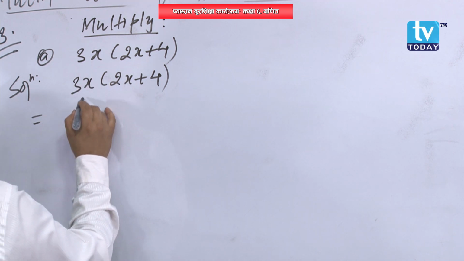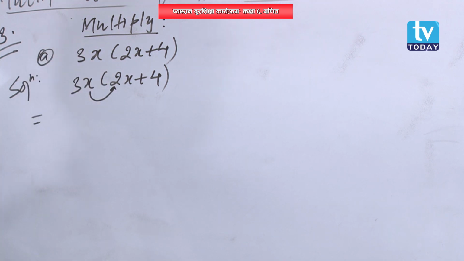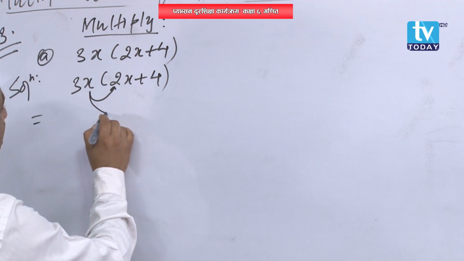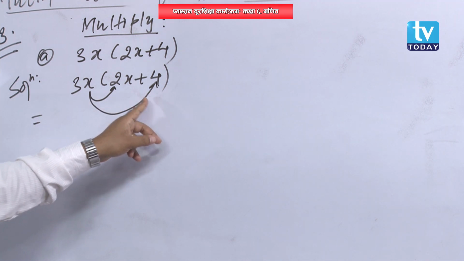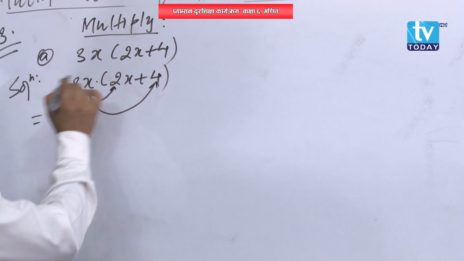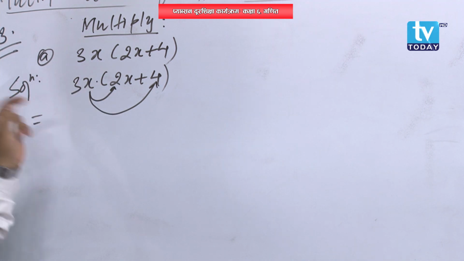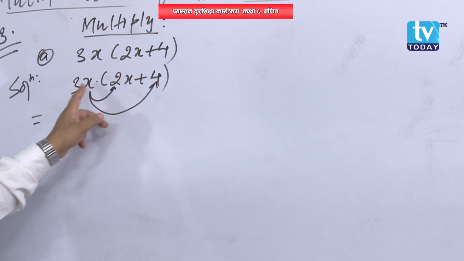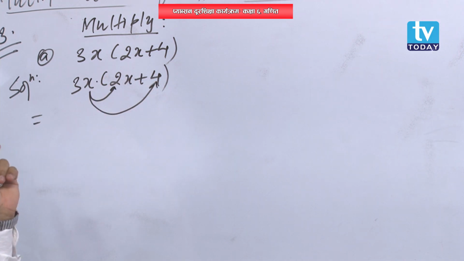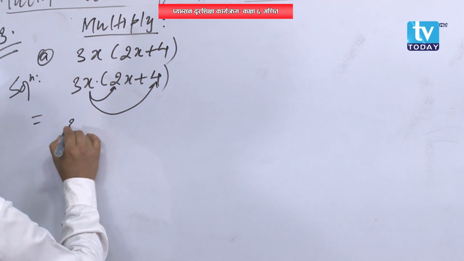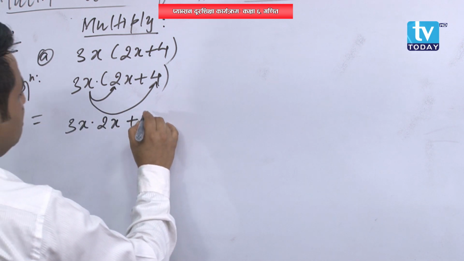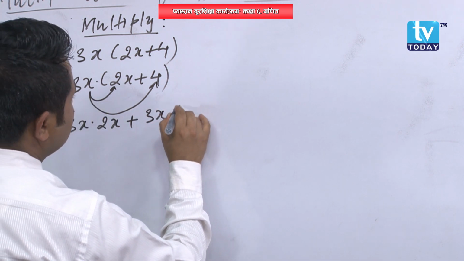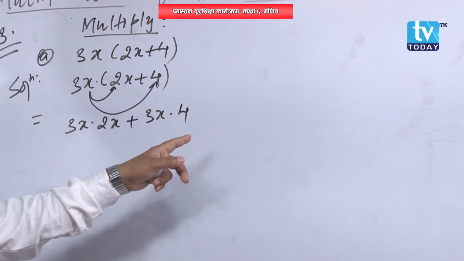2x by 3x, and again you have to multiply 4 by 3x, because there is a multiplication symbol. So first you have to multiply 2x by 3x and again 4 by 3x. Clear? 3x into 2x plus 3x dot 4. That dot means multiplication.